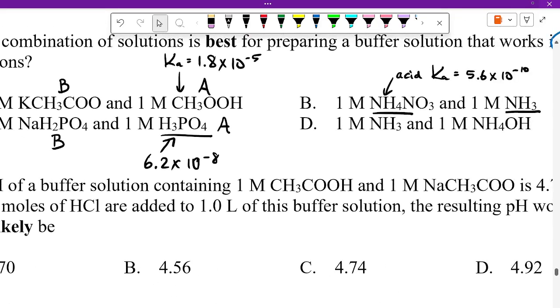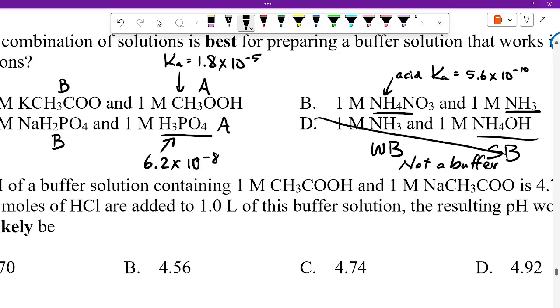And then finally, I have a strong base here, which messes up everything and doesn't allow it to be a buffer. I mean, you could have a strong base, but it would have to go with a weak acid, and you would have to get them to the half equivalence point. But what you've got is a strong base and a weak base, and that is not a buffer. So we can eliminate that one immediately. Are we okay with eliminating that one?